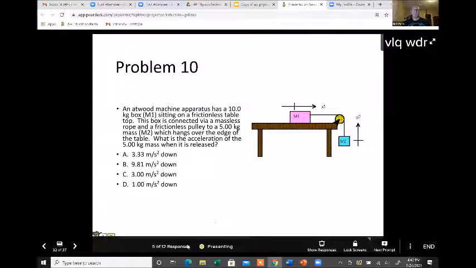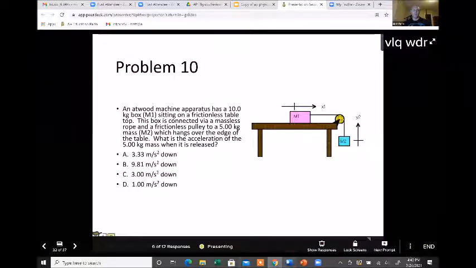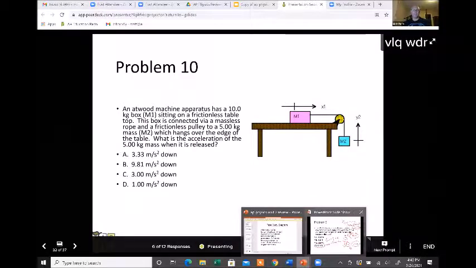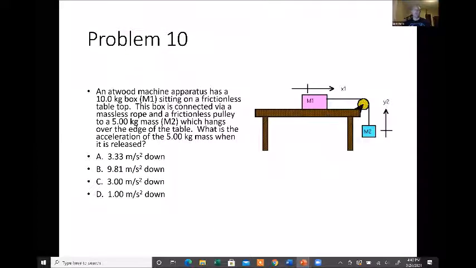All right, looks like you guys are struggling a bit with this, so I'm going to look and see what the general feeling of the people who have answered so far is. So we're seeing 1 A and 4 Bs. So let's go back to my PowerPoint and think about this. The key thing is, it tells us here that we're dealing with a frictionless surface and a frictionless pulley. So we've got no friction.